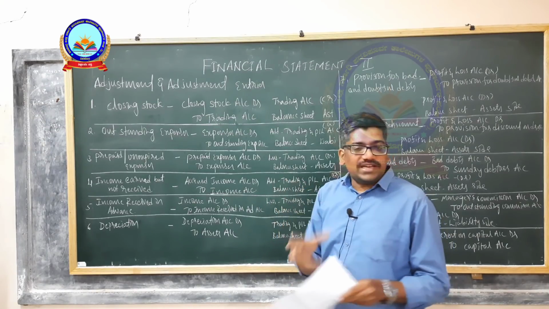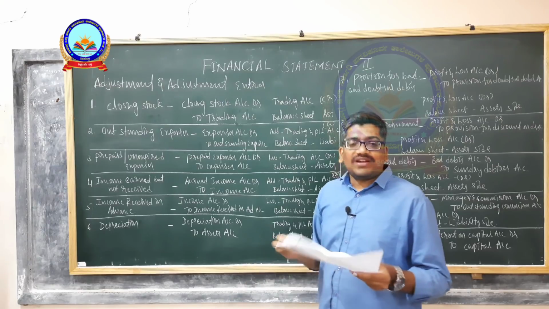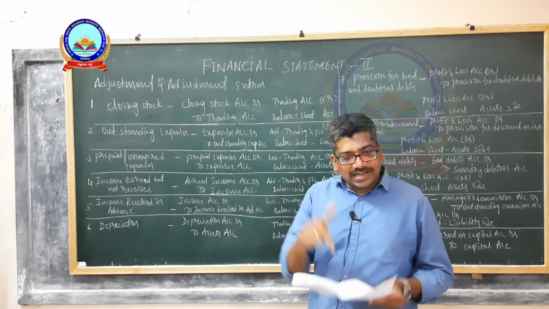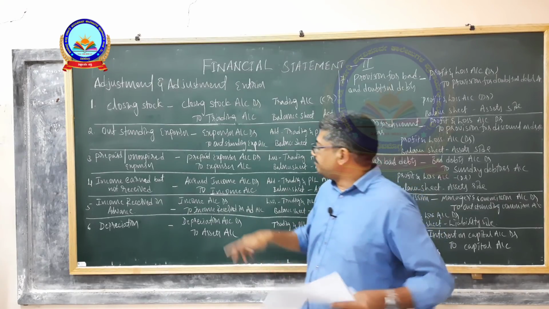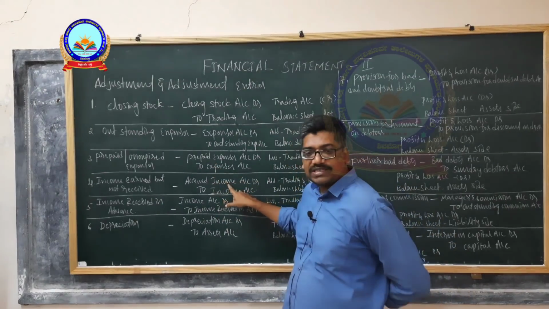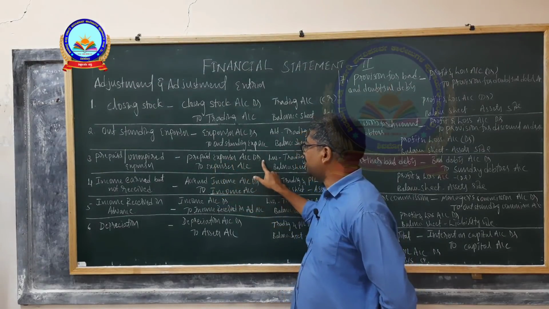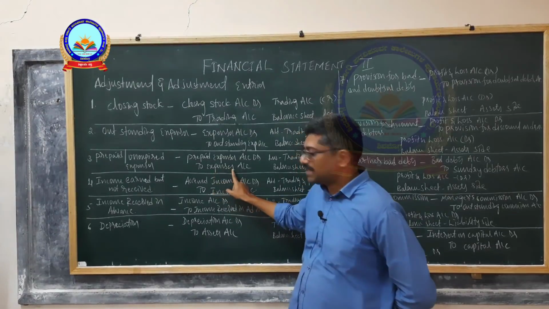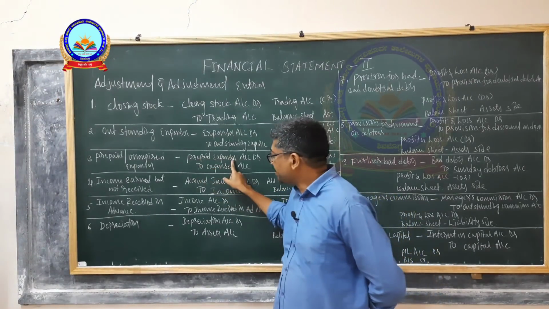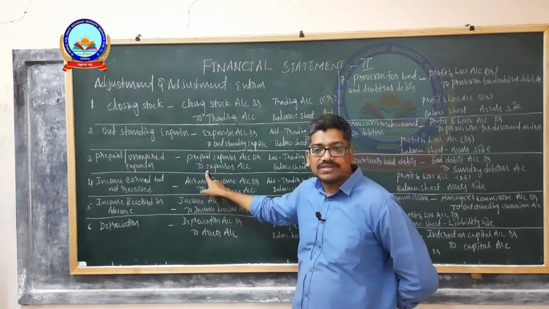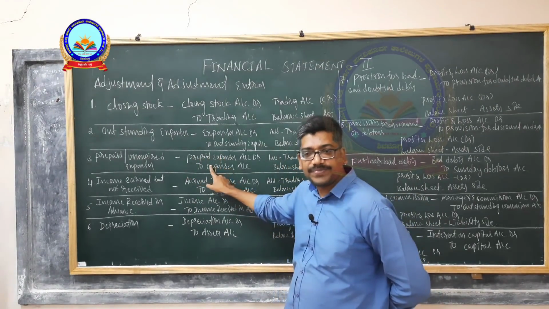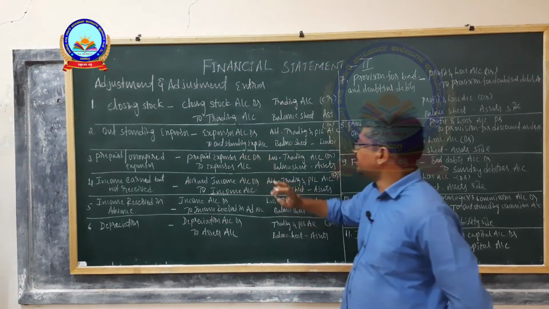As per this accrual system, we are not supposed to record the expenses paid which are related to the next year in the current accounting year. So therefore, the journal entry we need to pass is prepaid expenses account debit to the concerned expenses. Salary prepaid account debit to salary account, or rent prepaid account debit to rent account. So that journal entry we need to pass.